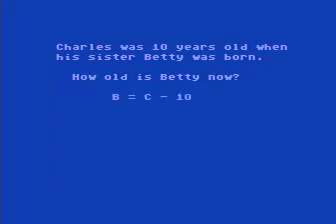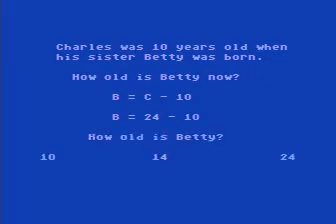Of course, 24. But suppose Charles was 10 years old when his sister Betty was born. How old is Betty now? Her age is 10 years less than Charles. We could say that B equals C minus 10, using B for Betty's age. And if C is 24, then B equals 24 minus 10, which makes B equal 14. How old is Betty?